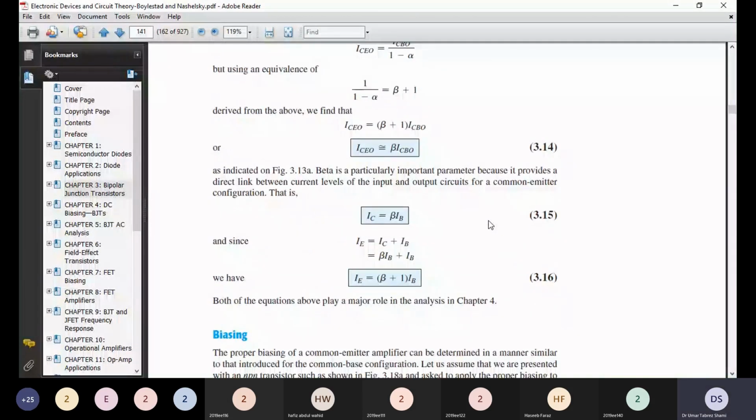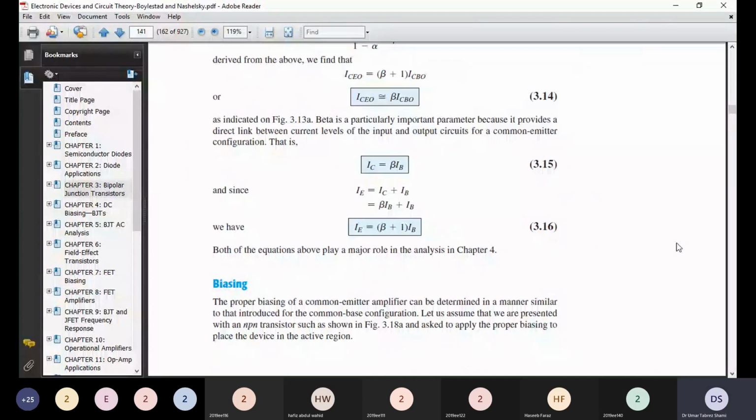Another equation that we can establish is the relationship between emitter current and the base current. That is, emitter current is equal to (beta plus 1) times the base current. Now, how do we bias our common emitter? Biasing is the process of preparing our transistor for amplification.